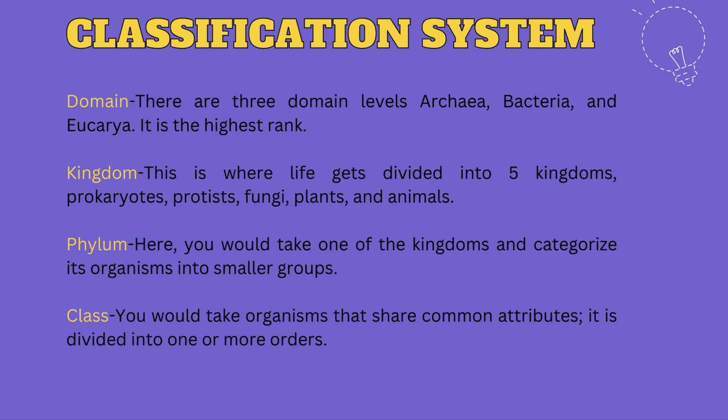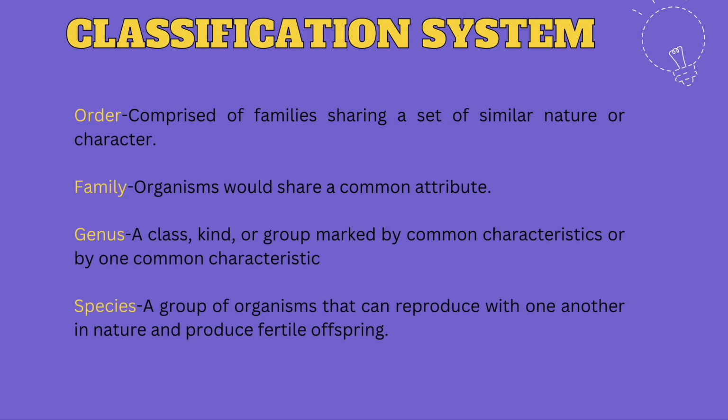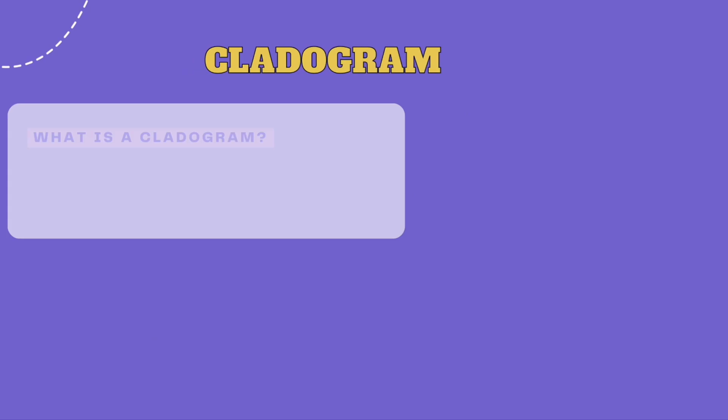Then there's class. It would take organisms that share common attributes. It is divided into one or more orders. Order. Comprise a family sharing a set of similar nature or character. Family. Organisms would share a common attribute. Genus. A class, kind, or group marked by common characteristics or by one common characteristic. Species. A group of organisms that can reproduce with one another in nature and produce fertile offspring.